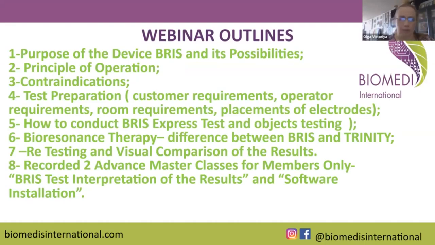We'll talk about what we are taking and how to read it, and then we're going to do object testing, meaning that we're going to test if certain medication or vitamins are good for people. After that, we're going to do a bioresonance therapy with the same device BRIS. It's slightly different than in the Trinity device. Then we're going to do retesting, meaning we do a second test, and we're going to do a visual comparison of the first test and the second test. That's the plan for today.